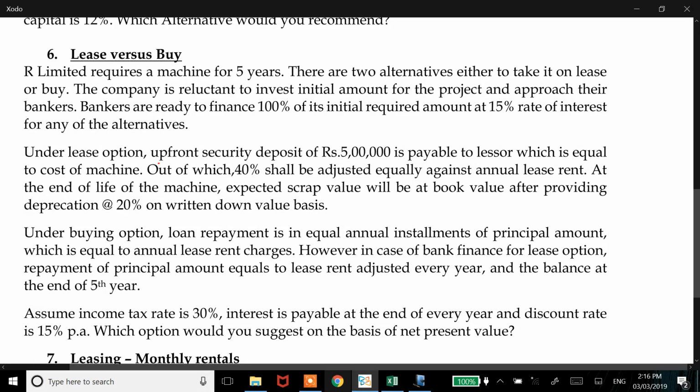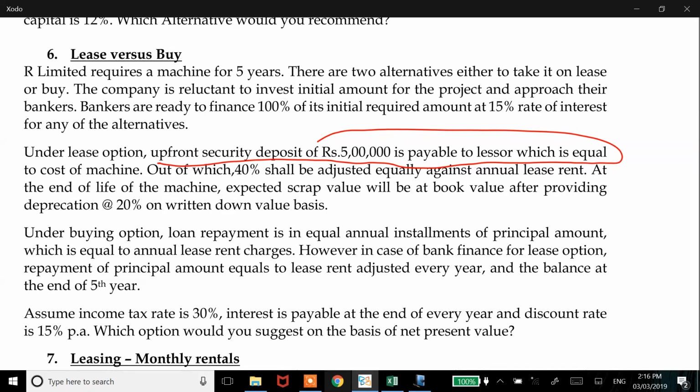Under the lease option, an upfront security deposit of 5 lakh is payable to the lessor, which is equal to the cost of the machine. Normally in the lease option we have only 4 columns: year, cash flow, PVF, DCF, and we are done with it. In this question, lease will also include a loan, because I have to create an upfront security deposit of 5 lakhs. How do I get that 5 lakhs?